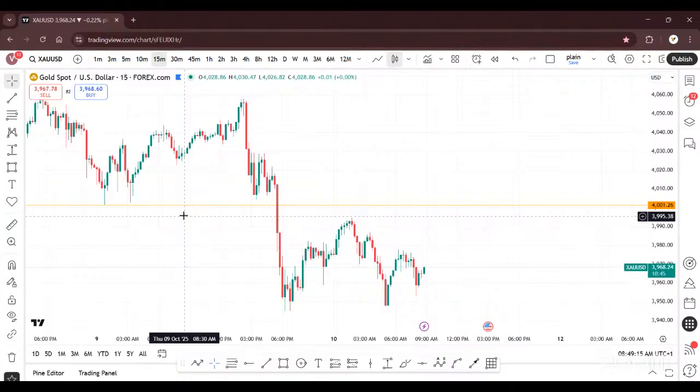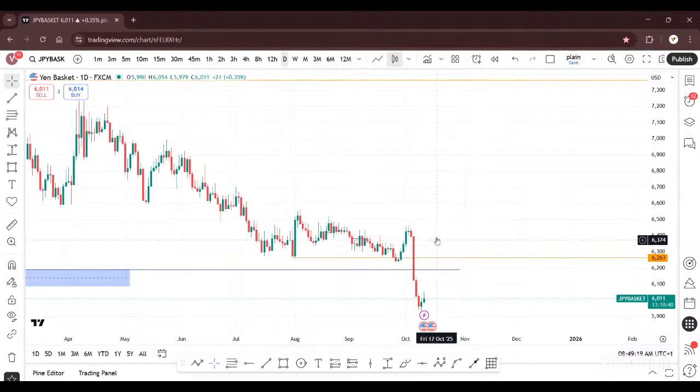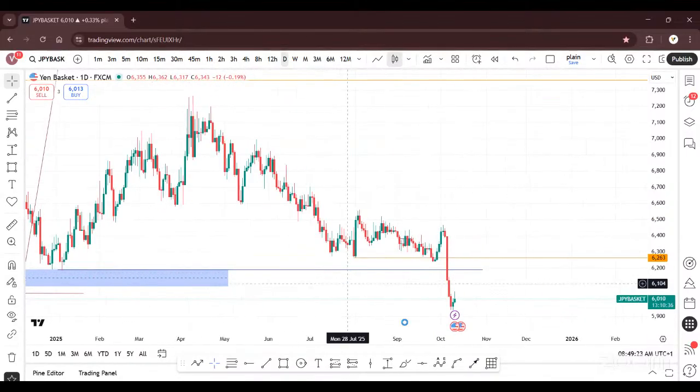Now let's look at the next one, which is the yen basket. If you look at the yen basket from the daily time frame, like we said a couple of days ago, it has created a new sell movement to the downside. So right now, we just want to see it continue selling more and more to the downside.